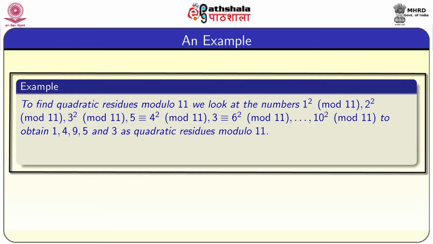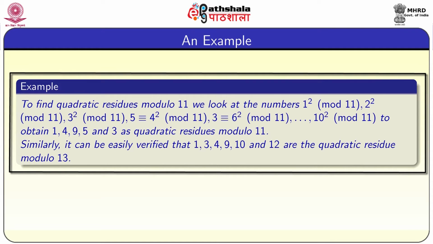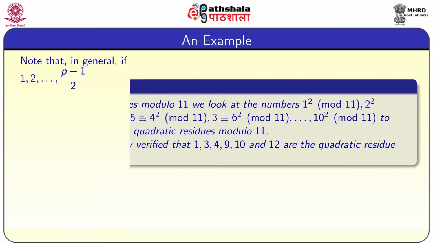Another example: to find quadratic residues modulo 11, we look at the numbers 1 square modulo 11, 2 square modulo 11, 3 square modulo 11, 4 square, 5 square modulo 11, and it is easy to see that 3 is nothing but 6 square modulo 11, and so on up to 10 square modulo 11. We obtain 1, 4, 9, 5 and 3 as the quadratic residues modulo 11. Similarly, it can be easily verified that 1, 3, 4, 9, 10 and 12 are quadratic residues modulo 13.